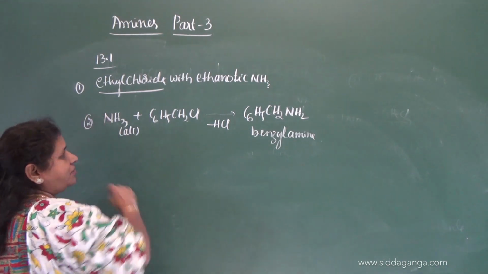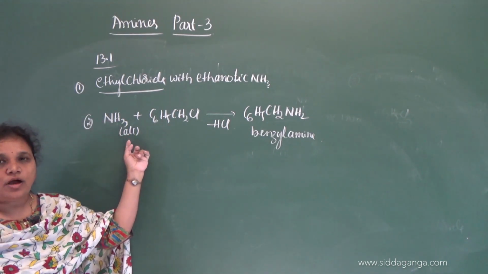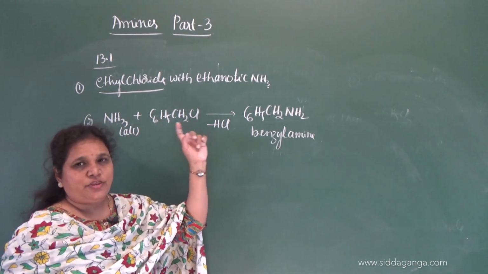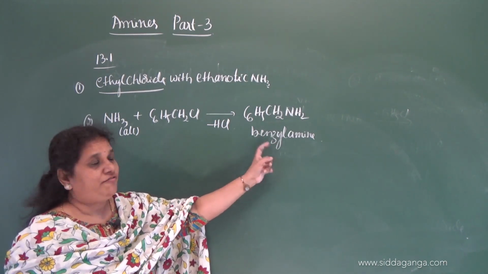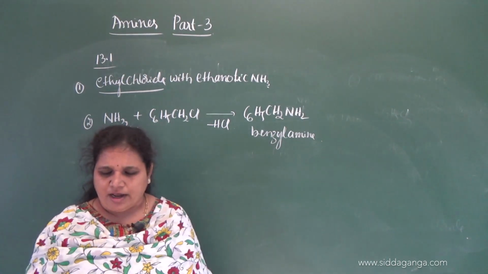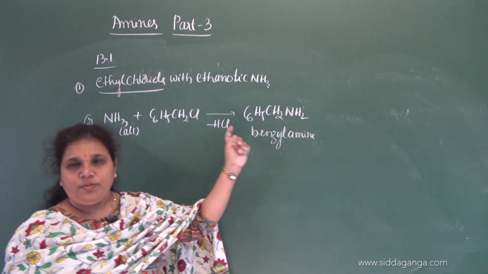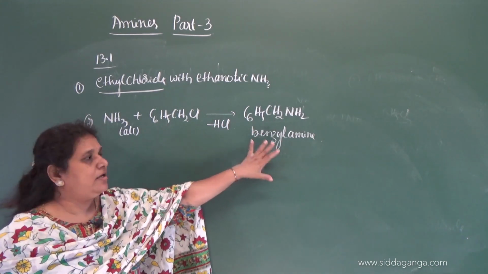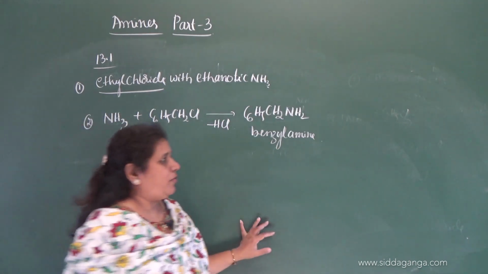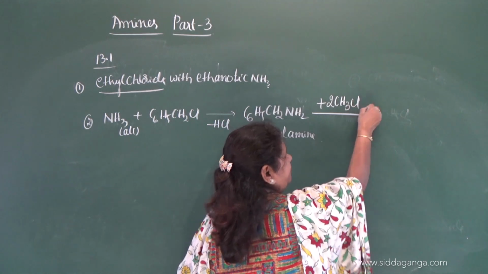So this is the second question. The reaction of benzyl chloride with alcoholic ammonia, or ammonolysis of benzyl chloride, takes place, and after ammonolysis with one molecule you will get benzylamine. Further, the amine so formed must react with 2 moles of methyl chloride.